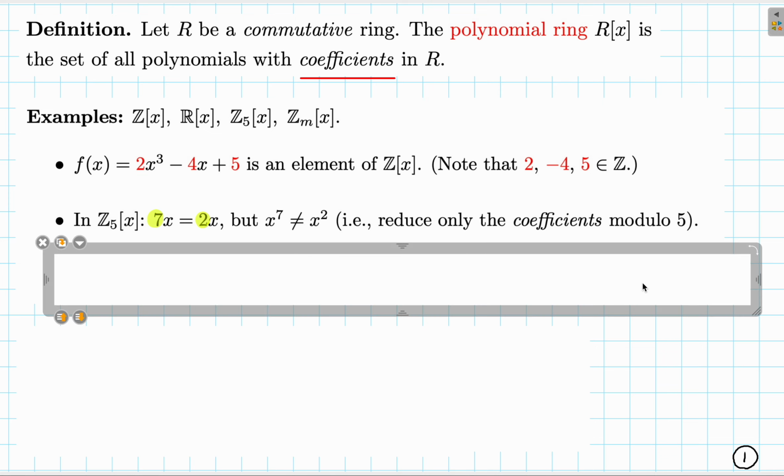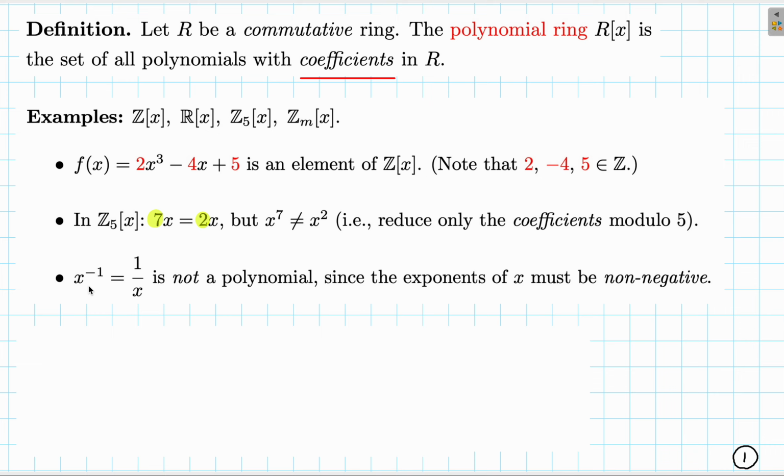Now here's a non-example. x to the minus 1, or 1 over x, is not a polynomial because in a polynomial, the exponents of x must be non-negative.